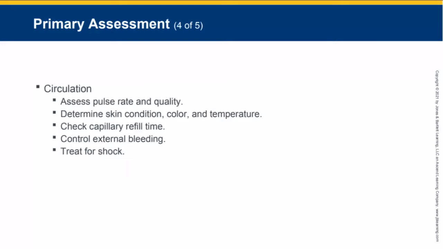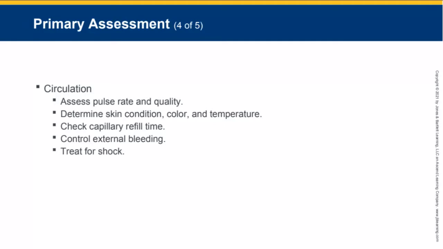Now, once we have assessed the upper and lower airway and addressed any issues associated with them, the next phase of the assessment is circulation. Within the circulation assessment, we're going to assess pulse rate and quality. So it's pulse rate, rhythm, and strength. If the patient is communicating with you, you check the peripheral pulse. If the patient is not communicating with you, then you check the carotid. So if they are talking, radial pulse. If they are not talking, carotid pulse. Remember that.